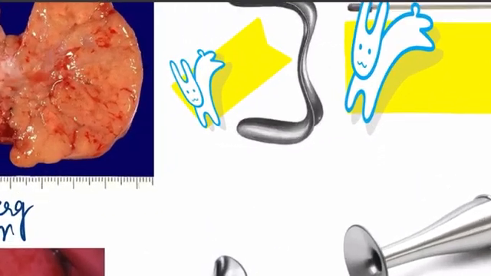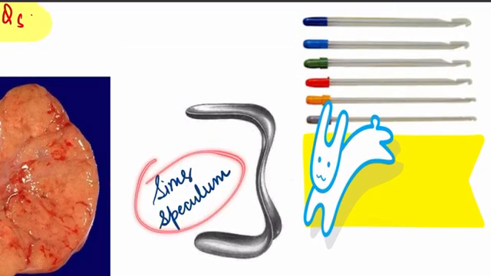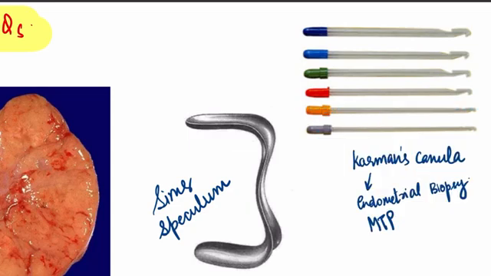Now let's learn something about the instruments as well. So this one is your favorite, Sims speculum. Everyone knows about it. This is a set of Karman cannula. They can ask the use of the cannula. We use it in the endometrial biopsy or medical termination of pregnancy. So basically, it does help in the curettage.